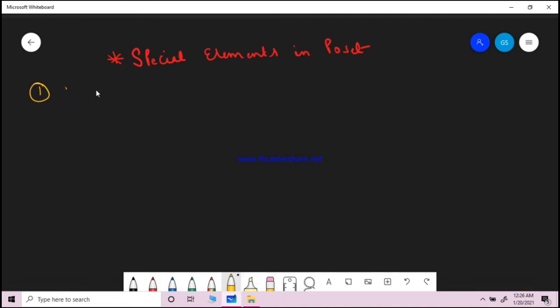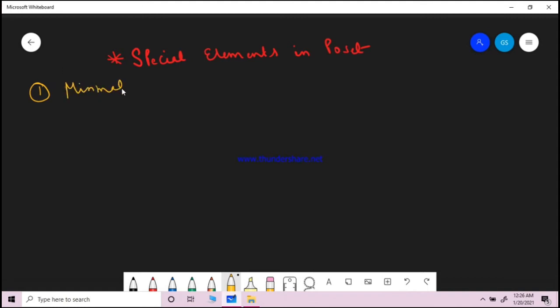In this lecture, I'll be teaching you all some special elements within the POSET. In the last lecture, I told you how to identify if the given set is a POSET or not, what the properties of a POSET are, what the properties of a TOSET are, and how to construct a Hasse diagram. Now, within that Hasse diagram, how to find the maximal or minimal element, or how to identify the special elements in a POSET. So the first thing that I'll be teaching you is the maximal and minimal element.